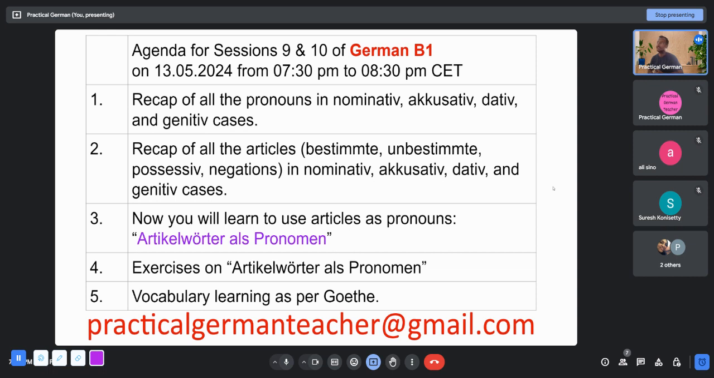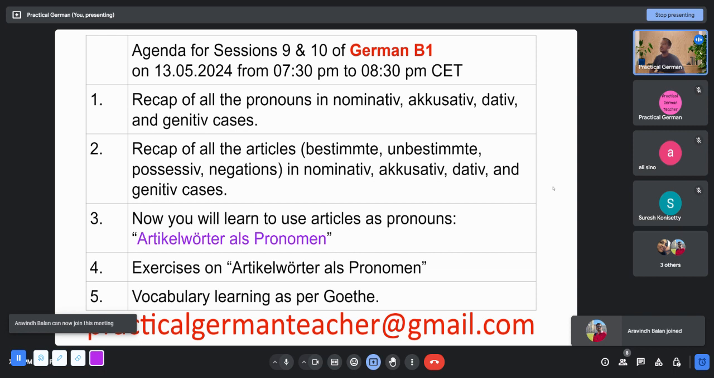This is the 11th session, even though it says ninth session. It's actually a typo on the slide. It's the 11th session out of 24 complimentary sessions for German B1 level. Today, after the 11th session, we'll also have the 12th session.